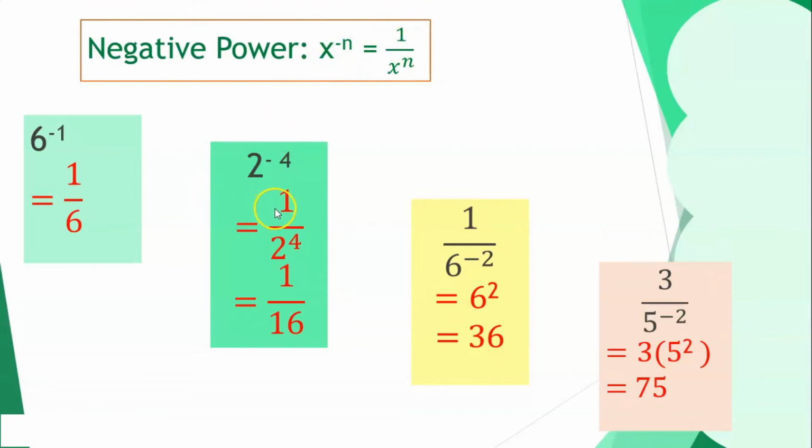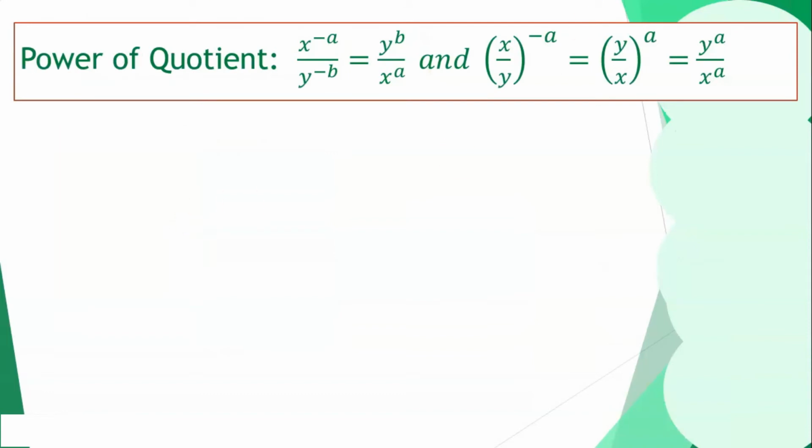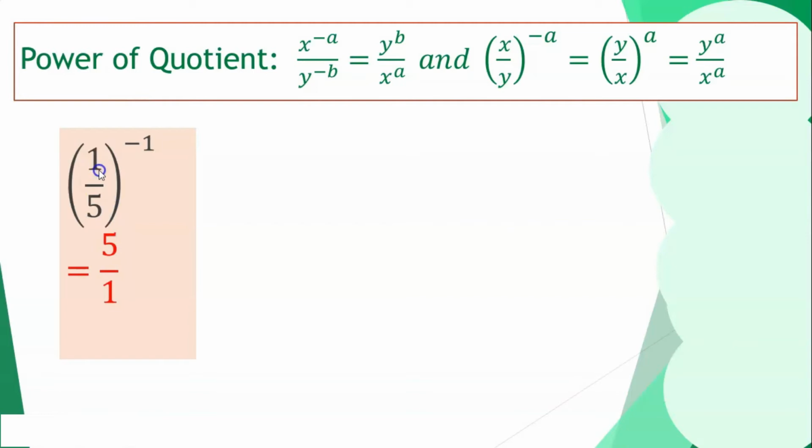Another, power of quotient. So take note, if you're given x to the negative a over y to the negative b, so make it positive. So if this is x negative a, bring it down. So this one at the bottom, bring it up. So let's have an example. 1 over 5 to the power of negative 1. So to make this positive of positive exponents, we will simply reverse the base and make the exponent positive. So 1 over 5, so make it 5 over 1, or simply it is 5.